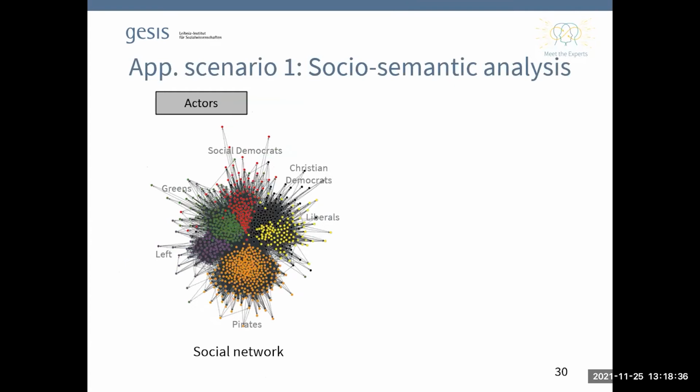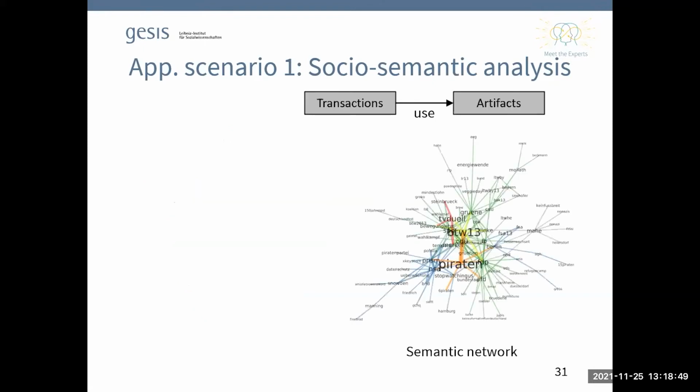And now going to application scenario 1. In the network we see, like in most typically studied social networks, nodes are persons. And we've talked about this network. On the other side, we have this information on which tweet uses which hashtag, formally which artifacts are used in which transaction. But what we can do with it is create a semantic network: which hashtag is co-used with which other hashtag in all of the tweets we have.